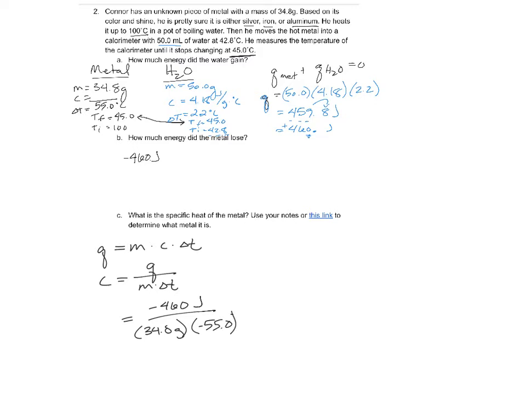So if you did all of this math together, you would see that C equals 0.24 joules per gram times degrees Celsius. If you click the link that's embedded within the document, it will take you to a data table that shows you the specific heat of a bunch of different metals. And this specific heat is the one for silver. So you can tell that this element is silver.